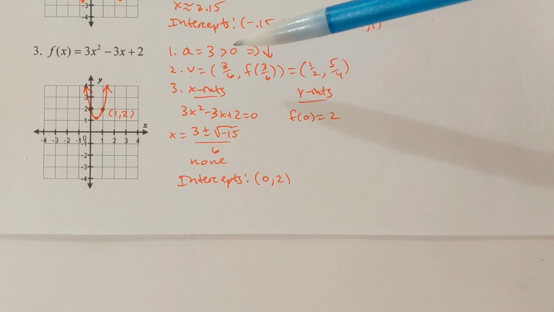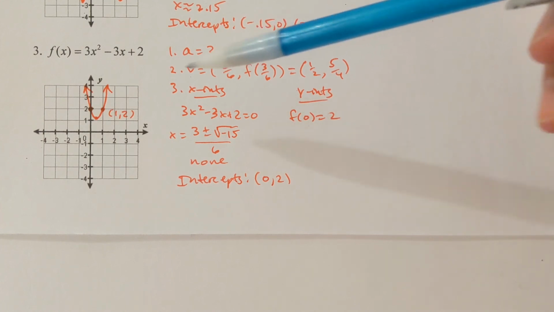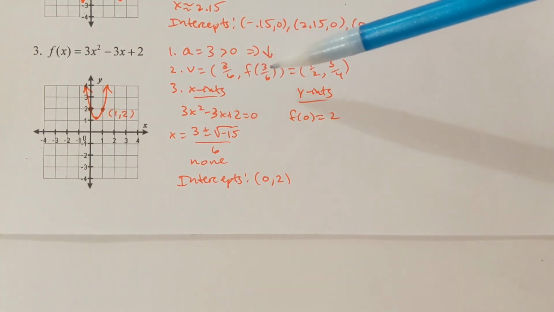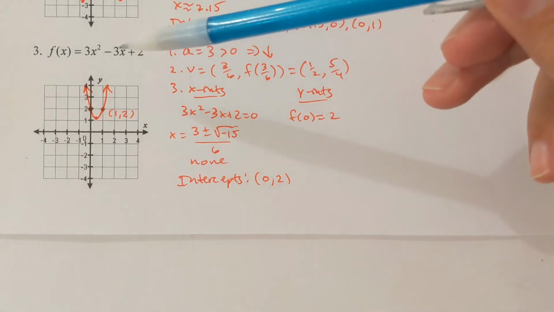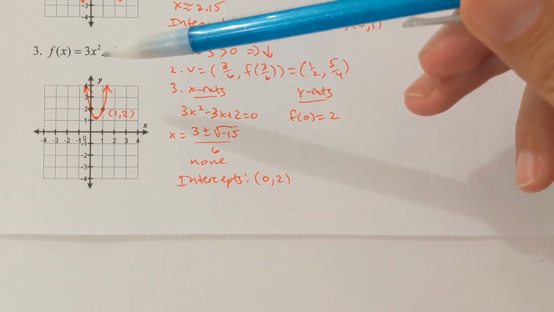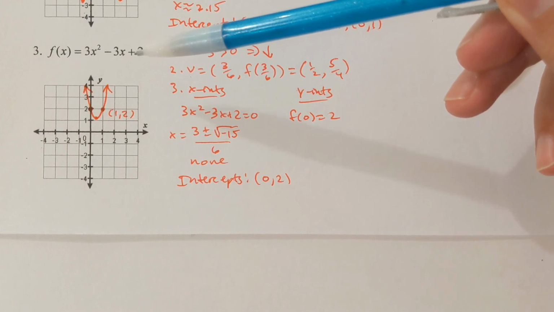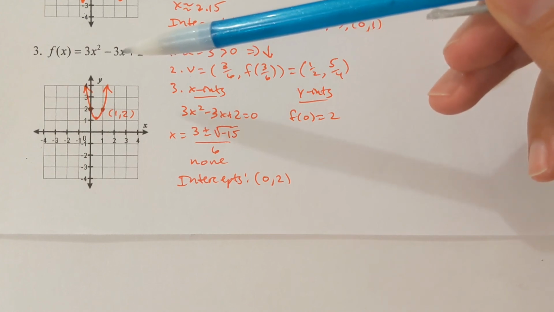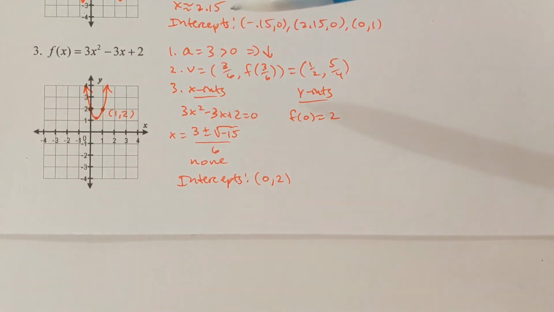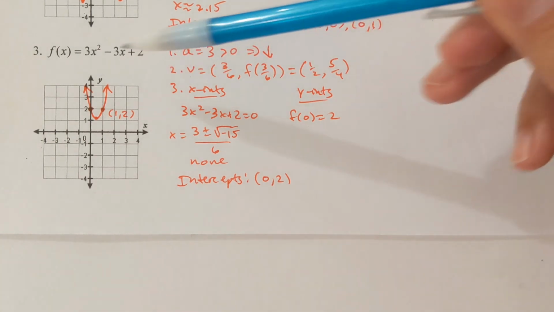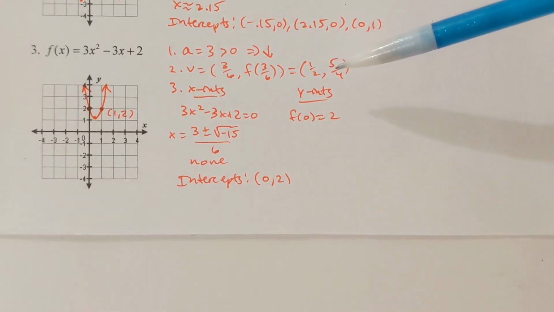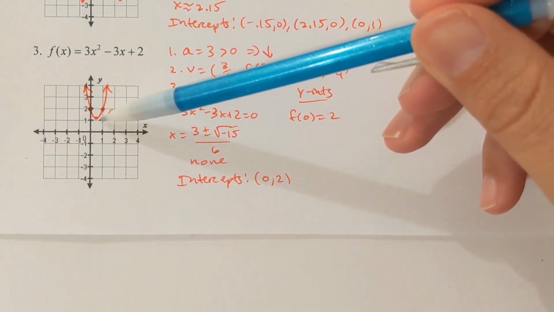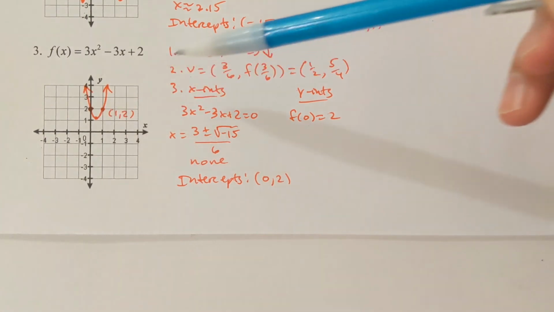And the vertex, negative b divided by 2a. Negative negative 3 divided by 2 times 3 is 3/6, so 1/2. F of 1/2. 1/2 squared is 1/4. Times 3 is 3/4. Minus 3/2 plus 2. Negative 3/2 plus 2 is 1/2. So 3/4 plus 1/2 gives me 5/4. And so, okay, 1/2, 5/4 is the vertex.